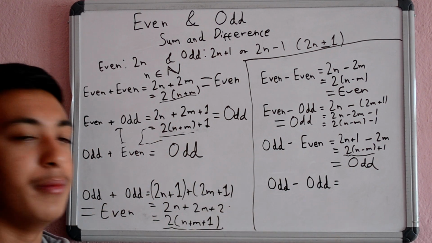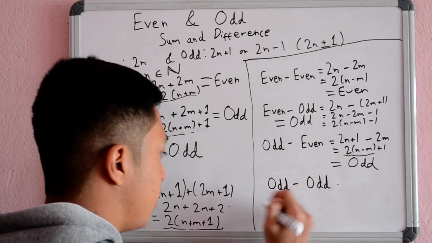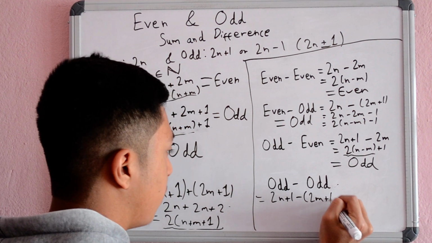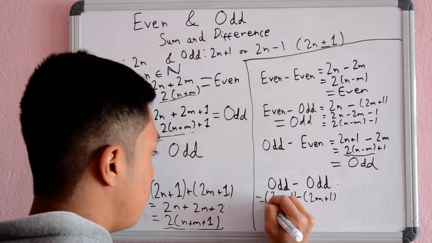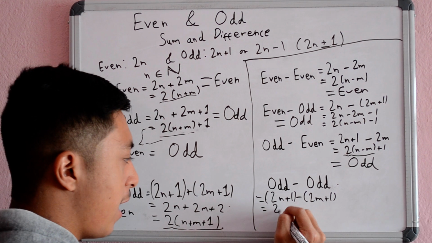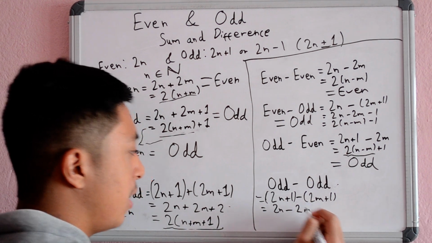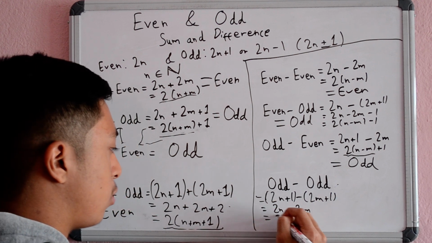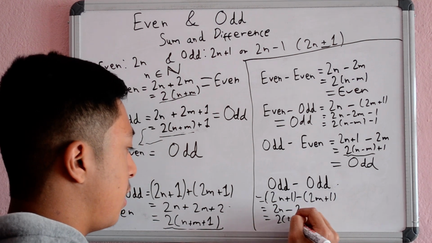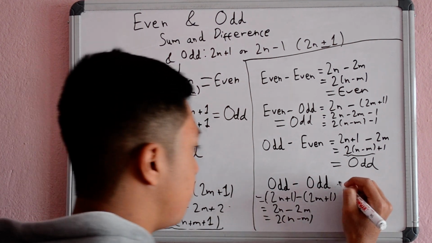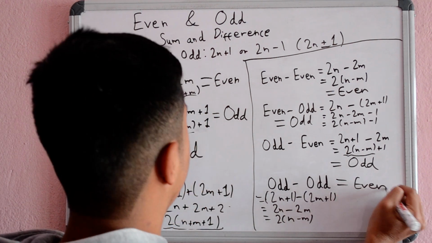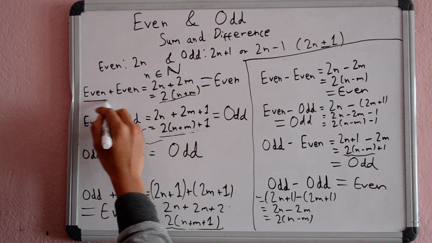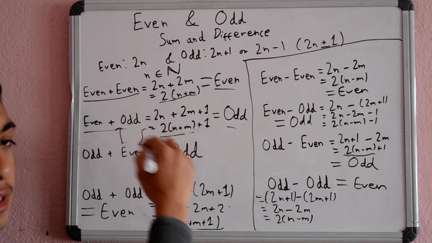Now odd minus odd. So you'll have, I'll write it here, 2n plus 1 minus, 2m plus 1. So this is 2n minus 2m. 1 minus 1 is just 0. So we can take 2 common: 2 times n minus m. And we again have 2 times some number, meaning that this is in fact even. And these are the sum and difference rules. So even plus even is even, even plus odd is odd, and like that.